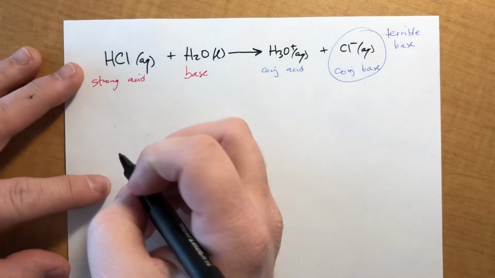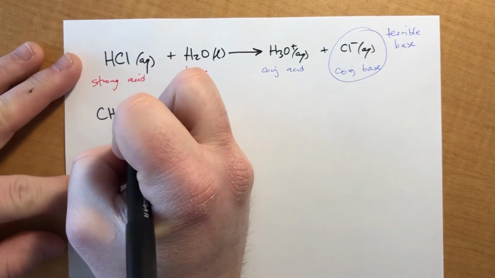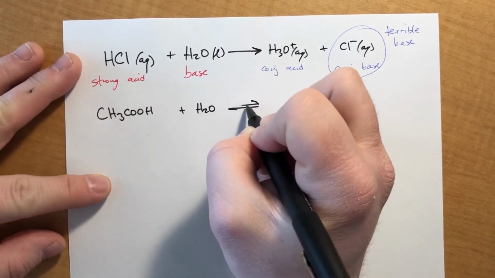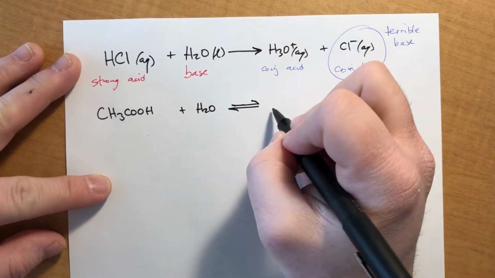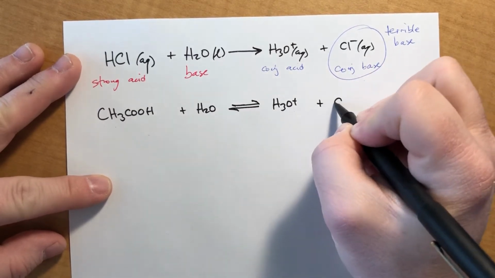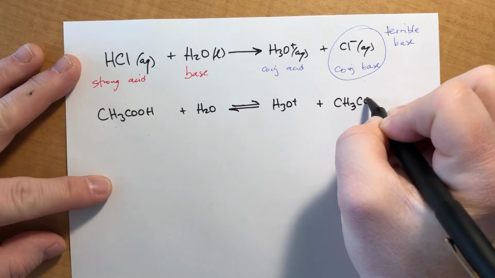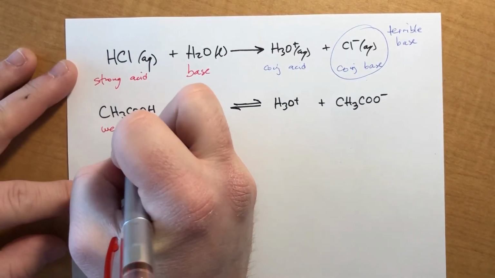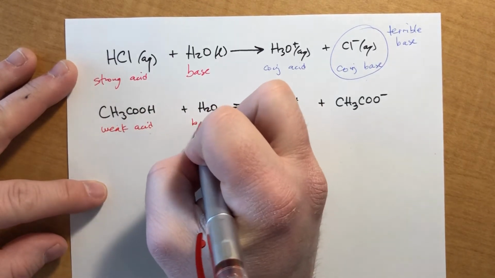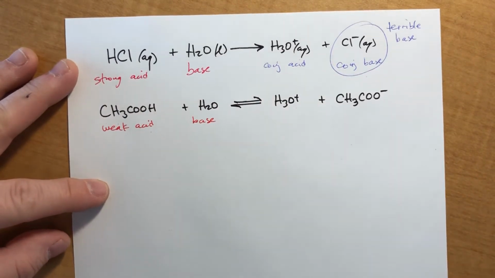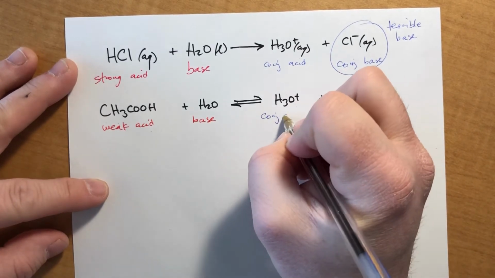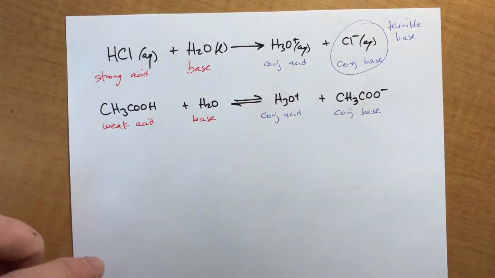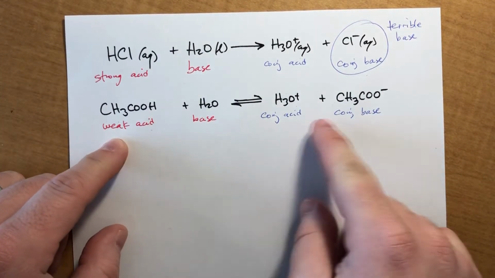Whereas if we compared that to acetic acid, so CH3COOH plus H2O, this would be reversible. And we get H3O plus, CH3COO minus, nothing we haven't seen. I'm going to relabel everything. This is a weak acid, and this is going to be a base again. So this is a conjugate acid, just like we already saw, and this is going to be the conjugate base. Because this is a weak acid, this is going to be reversible.